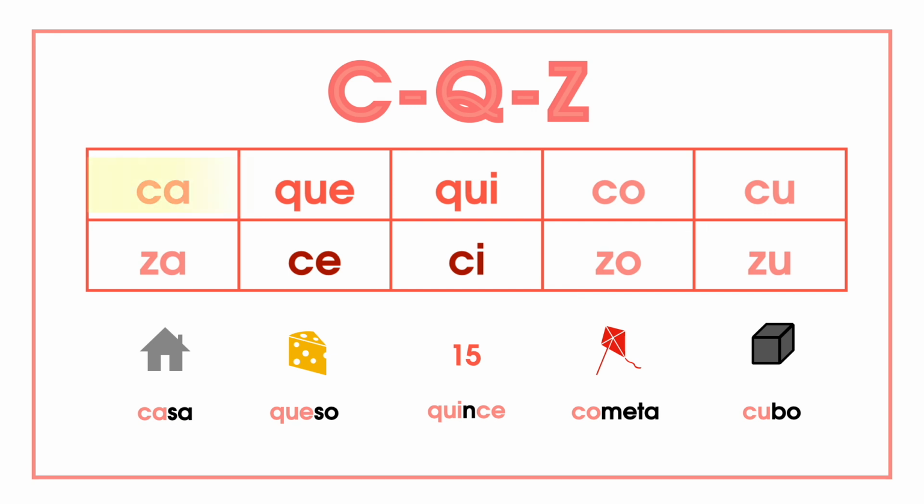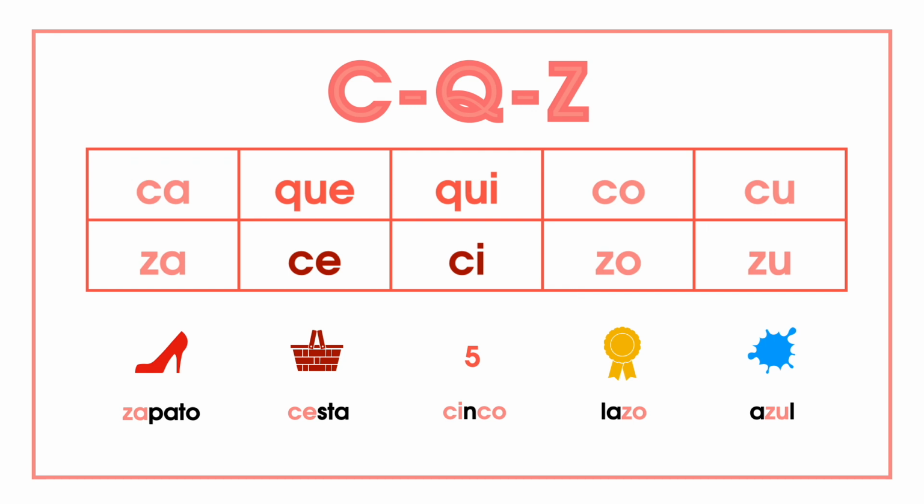With the syllables ka, ke, ki, ko, ku, we have ka as in casa, que as in queso, ki as in 15, and here we have the two sounds, ki and ce, co as in cometa, and cu as in cubo.